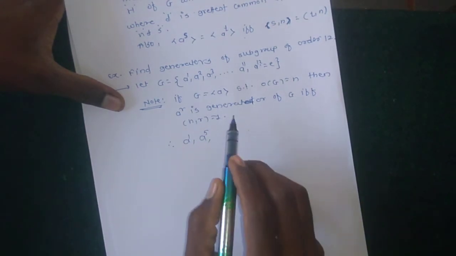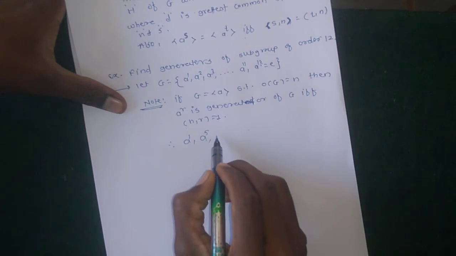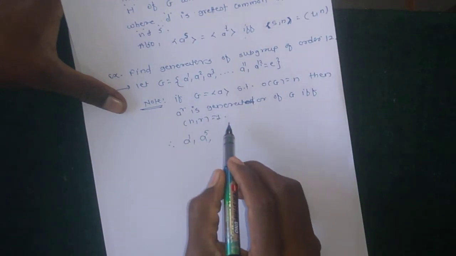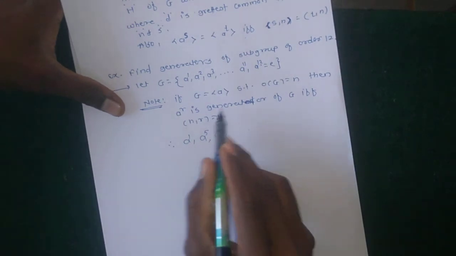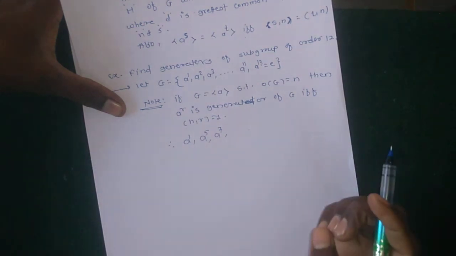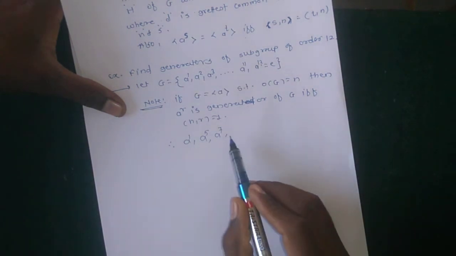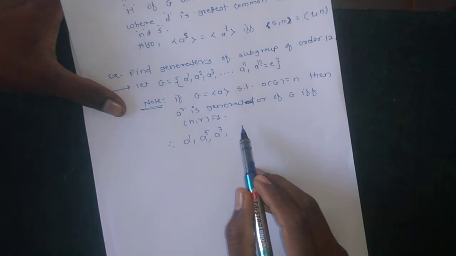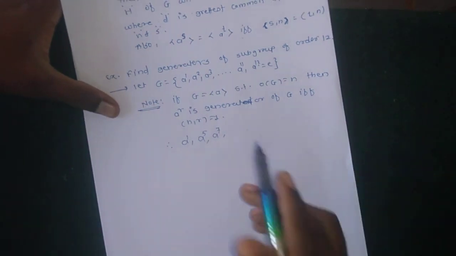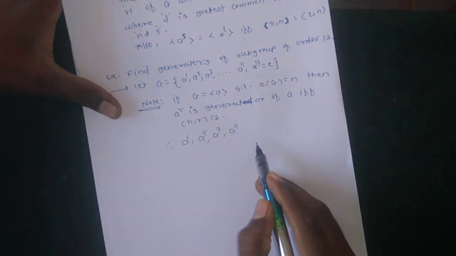Next, 6 and 12 have GCD 6, so a^6 is not a generator. Then 7 and 12 have GCD 1, so a^7 is again a generator of G. Then a^9 is not a generator because 9 and 12 have GCD 3. Then a^10 is also not a generator. Then a^11 is a generator. So there are only 4 generators of G.